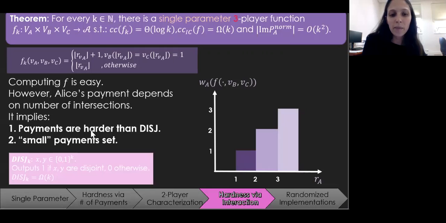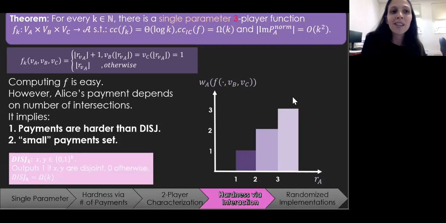And also, the number of payments is always small. The reason for it is that the payment is essentially equal to the area under the curve, and the area under the curve is unaffected by the location of the intersections. If you have an intersection here, or here, or here, it doesn't matter. It always sums up to the same area under the curve.